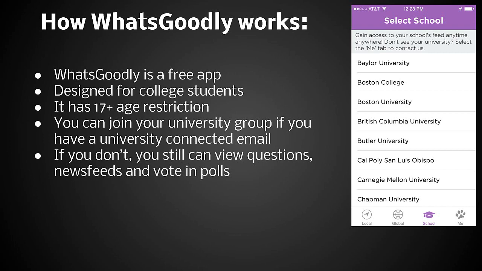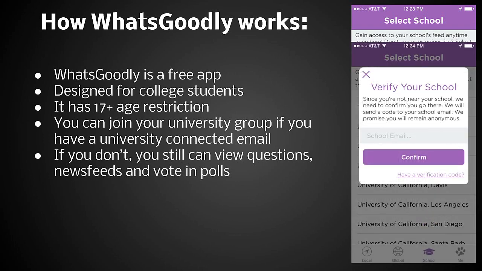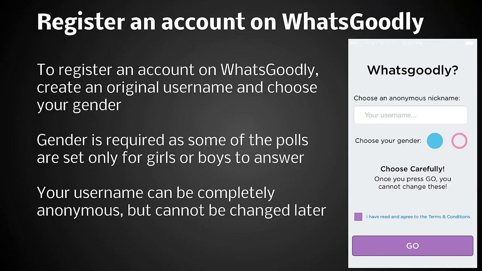And as you can see on the right, if you try and gain access to a university, it asks you to verify your school using your school-related email address. To register an account on WhatsGoodly, you simply create an original username and choose your gender. As you can see on the right, it says please select an anonymous nickname. Gender is required as some of the polls are set only for girls or boys to answer. Your username can be completely anonymous, but it cannot be changed later.